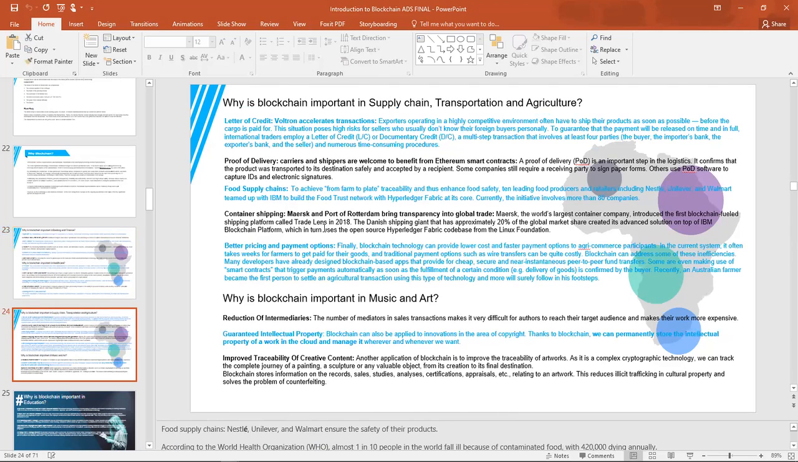Another importance of blockchain is in supply chain, transportation, and agriculture. A letter of credit is a way to guarantee that the payment will be released on time and in full.